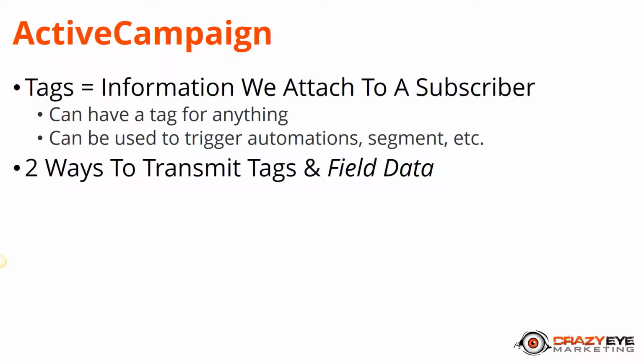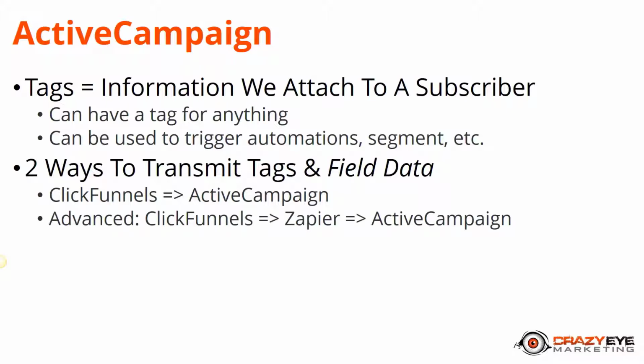Now, there are two ways to transmit tags and field data, and I'll speak much more on field data in the advanced section of this module. But the first way we're going to transmit tags to ActiveCampaign is straight from ClickFunnels into ActiveCampaign, and we're going to go over that in one of these follow-on videos. And then, as I was saying, the advanced way, so we can go from ClickFunnels to Zapier, which is a third-party tool that can transmit a whole bunch more data and information like shipping information and unique IDs over to ActiveCampaign, and that's that field data that I was talking about. And again, we'll discuss this in a follow-on video.